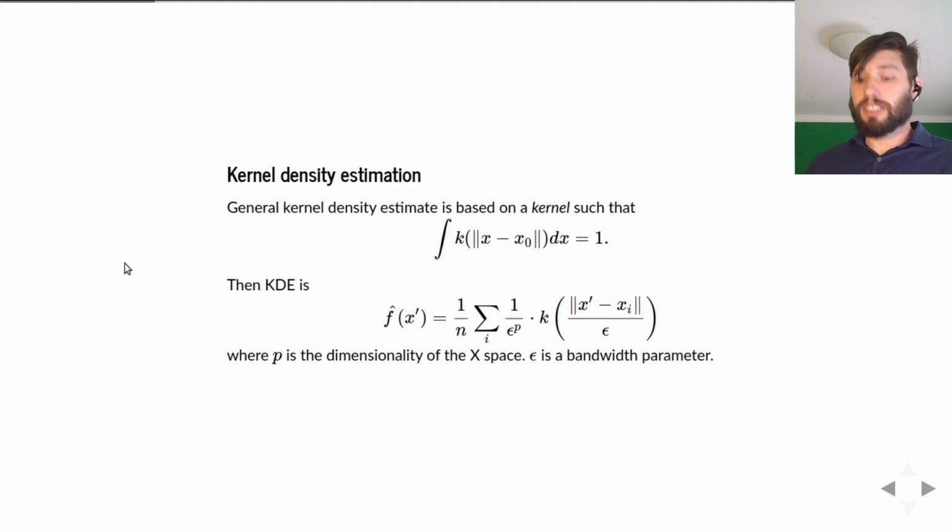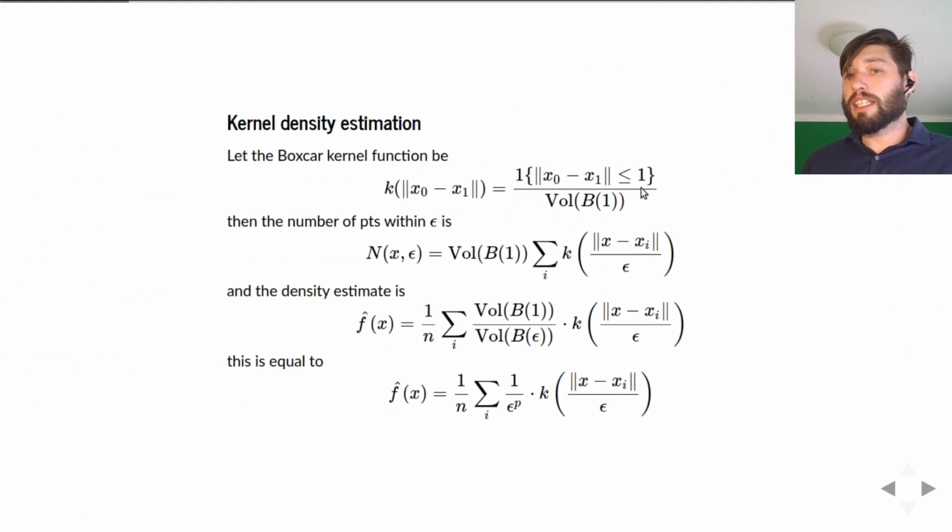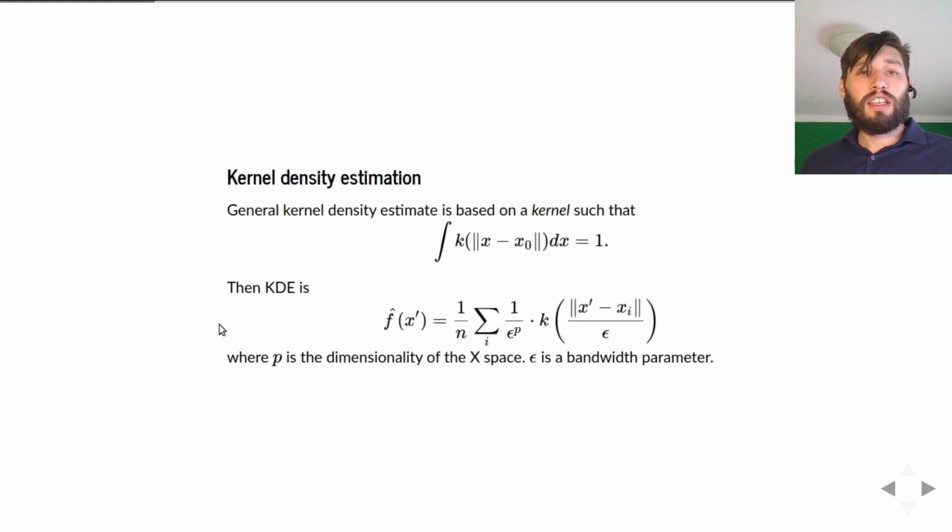For the boxcar kernel, we can see that's true because when you integrate this indicator, the indicator evaluates to 1 over the ball of radius 1 around x1 here. And so the integral of the numerator is just the volume of B1, so those two cancel out and give you 1. In general, our kernel density estimator is just going to be this following expression, where all we said is that instead of the boxcar kernel, this can be any kernel that satisfies this property. And p in this case is the dimensionality of the X space.